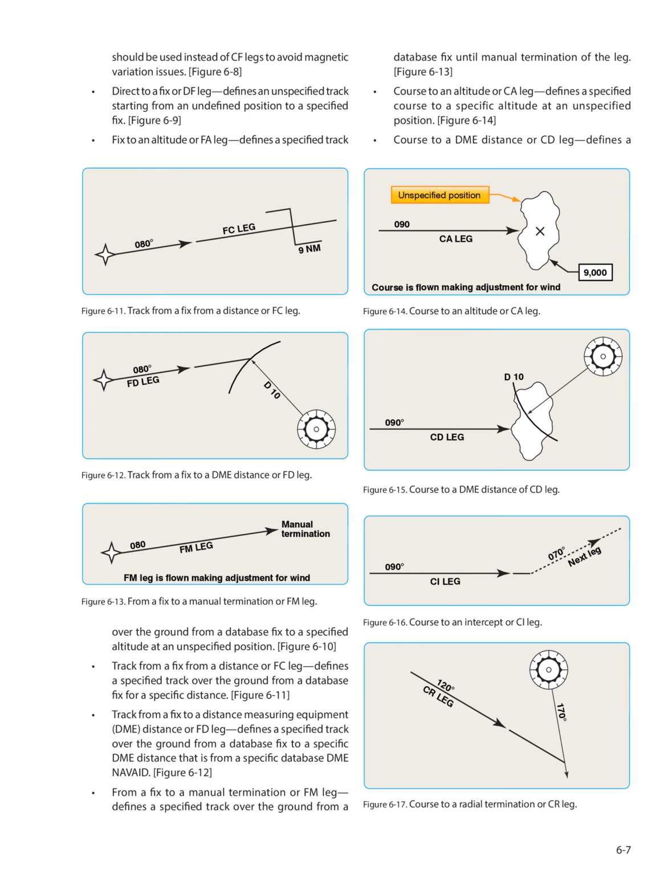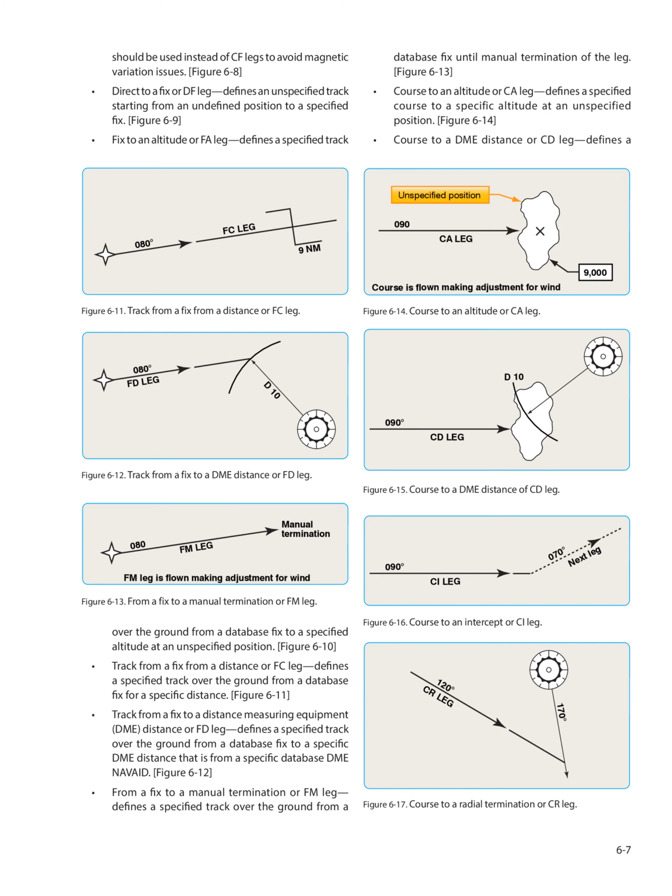Figure 6.8, direct to a fix, or DF leg, defines an unspecified track starting from an undefined position to a specified fix. Figure 6.9, fix to an altitude, or FA leg, defines a specified track over the ground from a database fix to a specified altitude at an unspecified position. Figure 6.10, track from a fix for a distance, or FC leg, defines a specified track over the ground from a database fix for a specific distance.